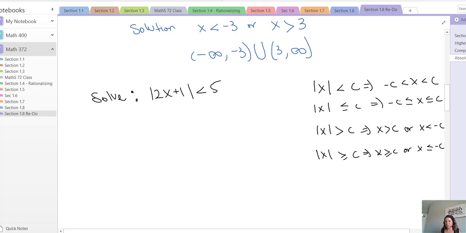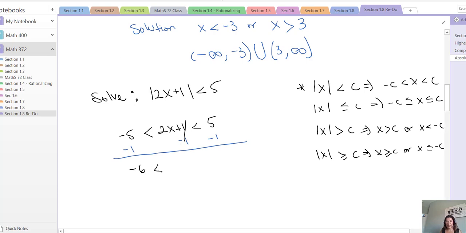This is a less than, so we can just do the sandwich property. So I'm going to say 2x plus 1 then is less than 5 but greater than -5. Right, so that's what this says. This is this first one that I'm using. And now this is a compound inequality, so I can try to isolate the x in the middle. So subtract 1 from everything and divide by 2.